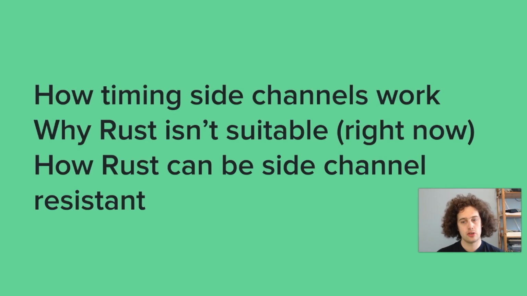Okay, so I will explain a couple of things and then Diane will take over. First, we'll talk about how timing side channels work. What are timing side channels? Why are they dangerous? And then we'll talk about how Rust is not suitable to write code that actually prevents these timing channels. We'll look at a couple of hacks that we could use to prevent some of these channels in Rust. But then we will go more in depth and look at the RFC on secret types to see how we could actually make Rust more suitable for side channel resistant code.